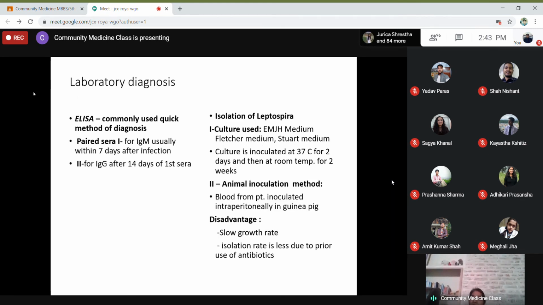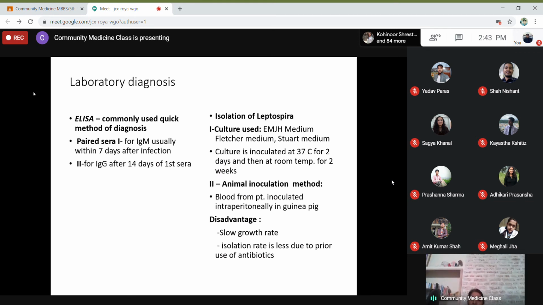The ELISA is another one used as screening. Again, you're looking at paired sera, usually for IgM, for infection. Within 7 days after the infection, you will get a positive result. You can take a second sample after 2 weeks, and if you see a rise or a change, you can look at ELISA for screening.